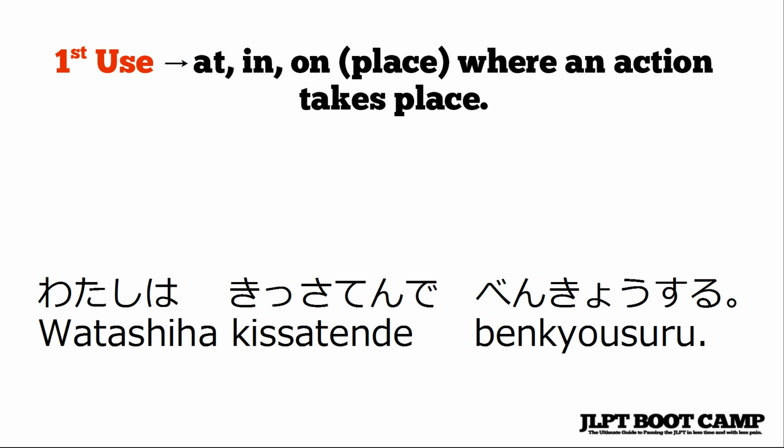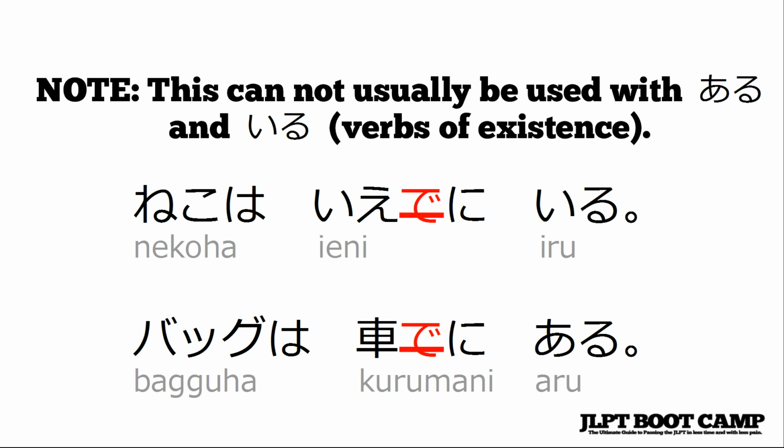So for example, this sentence: watashi wa kisaten de benkyou suru. I study at the coffee shop, at a very formal coffee shop. Take note here, there's an action taking place. I'm physically studying at that location. So if you are talking about existence, you cannot use de. You have to use ni.